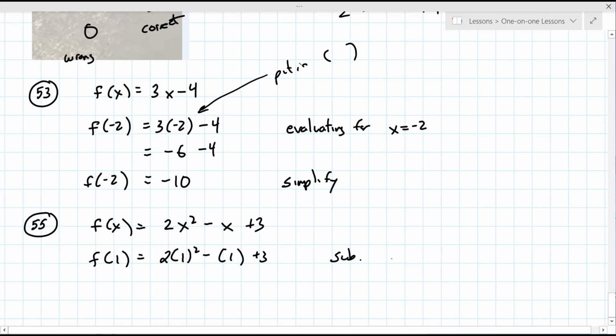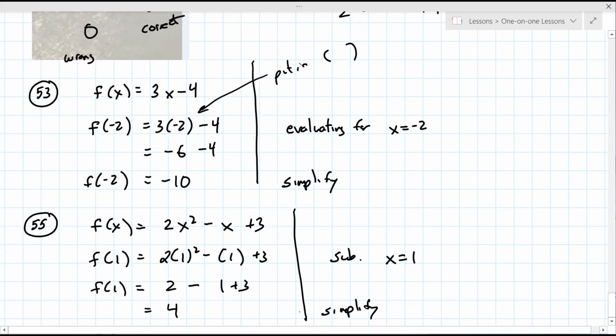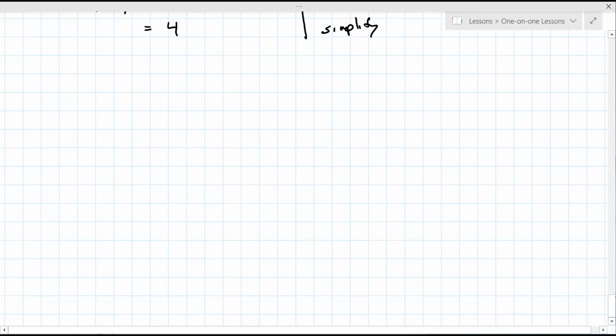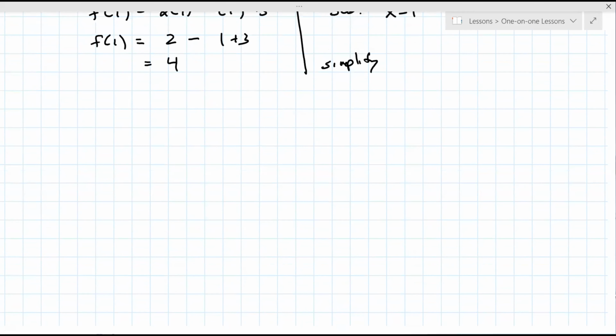So you're substituting in x equals 1. Yep. 2 minus 1 plus 3. So that reduces to 4, and you're just simplifying. Great. Last couple. You have to do 57? Yes, 57 and 59. All right, so give 57 a try, and I'll give you the answer if you need it. Thank you. X equals 4.